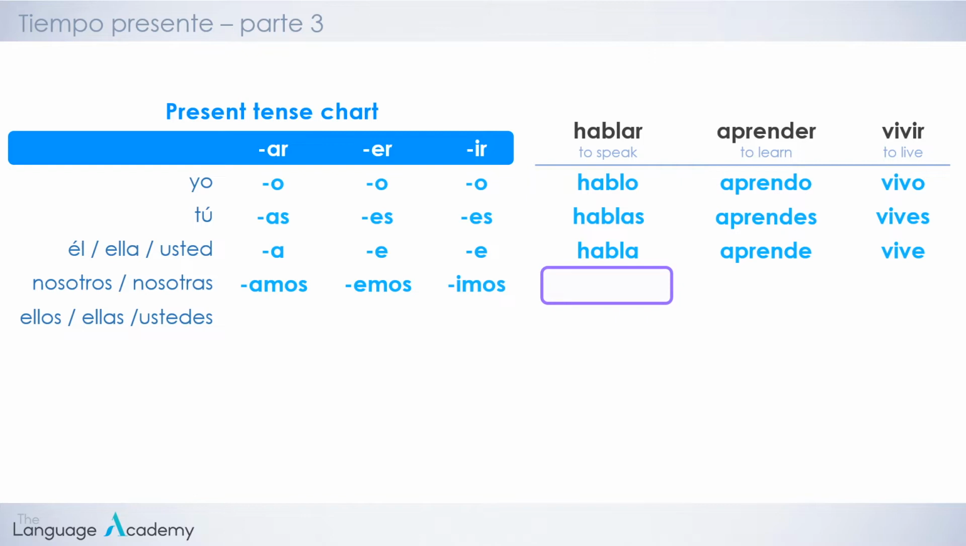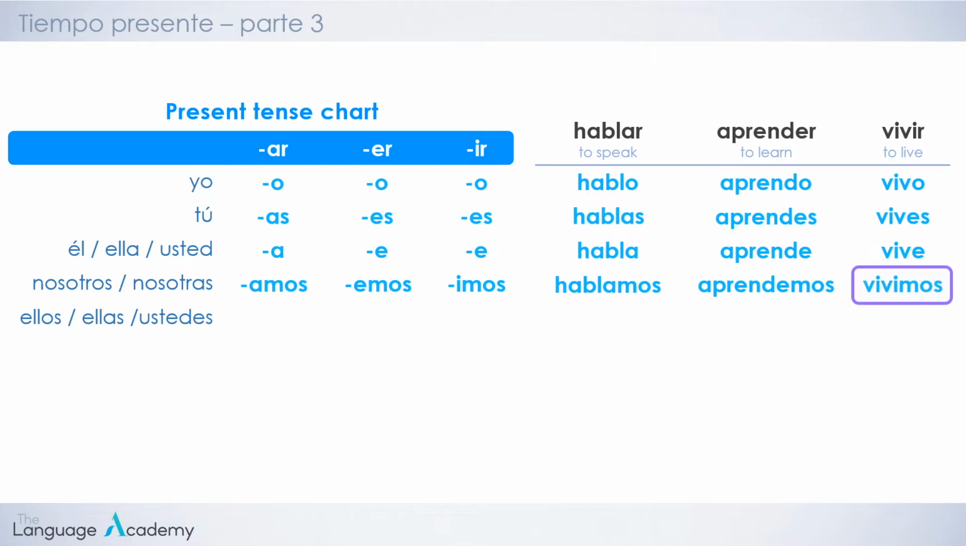How do you say in Spanish, we speak? Hablamos. How do you say in Spanish, we learn? Aprendemos. How do you say in Spanish, we live? Vivimos. Let's practice with some exercises.